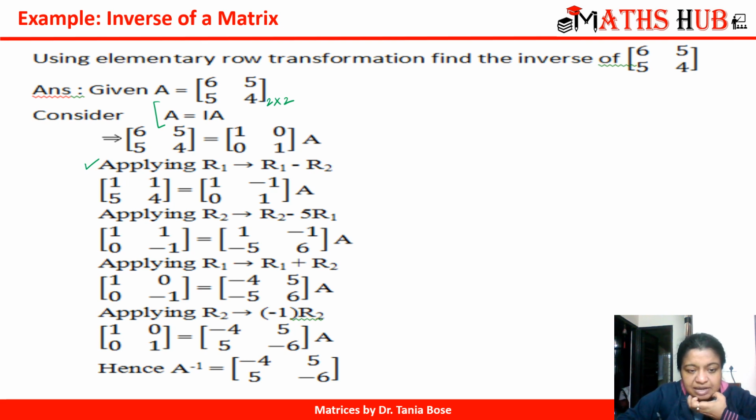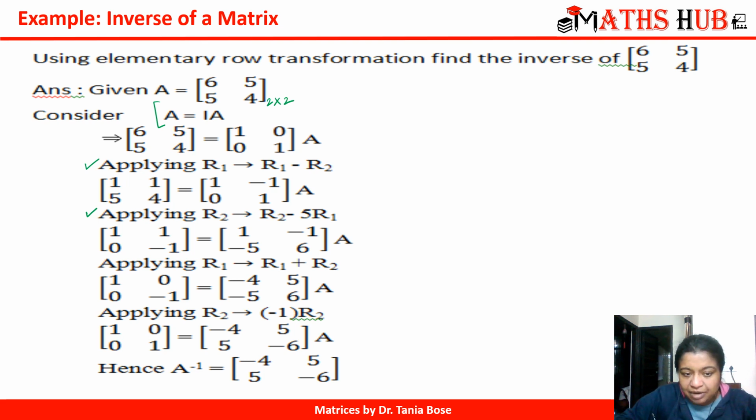Now, after this step, we have to make the element 5 equal to 0. We have to make the element below the leading one equal to 0. So we apply the row transformation R2 is equal to R2 minus 5 R1. And when we apply this, you can see that we get 1, 1. There is no change in the first row. The second row will become 5 minus 5 is 0, 4 minus 5 is minus 1.